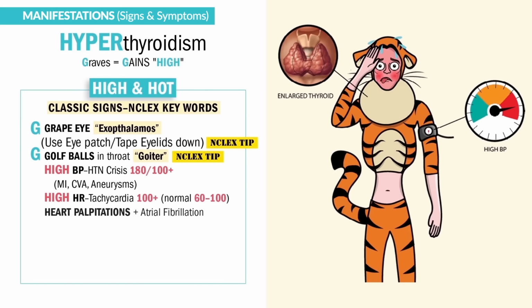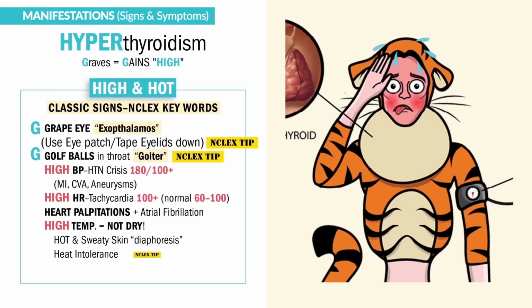Hot and sweaty skin, known as diaphoresis. Guys, not dry skin, sweaty skin. Now, this is also called heat intolerance. You will definitely see this on SATA NCLEX questions. And the very last thing, we have a high GI, so we get diarrhea, not constipation.